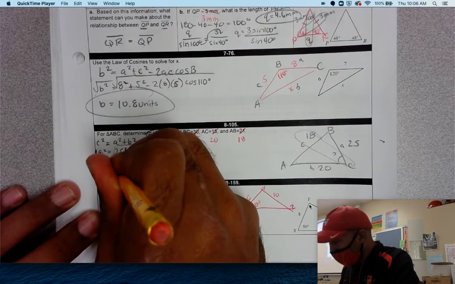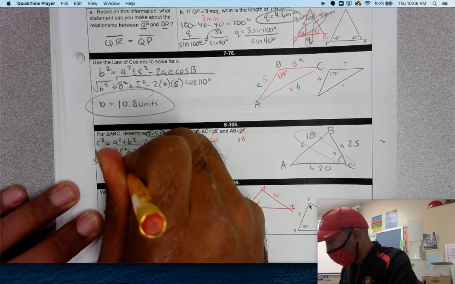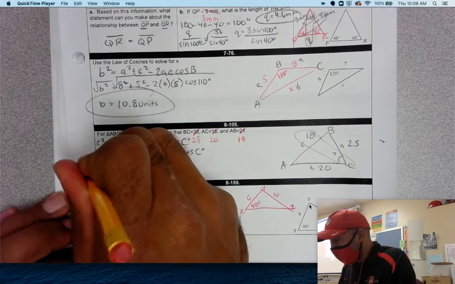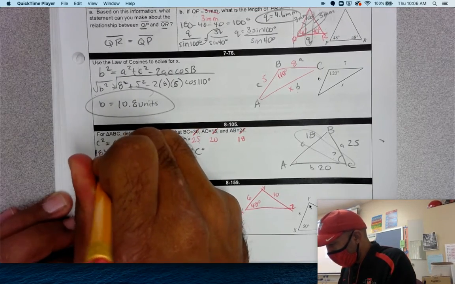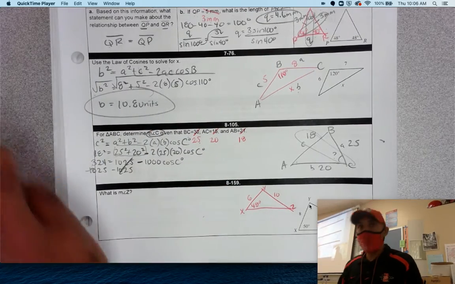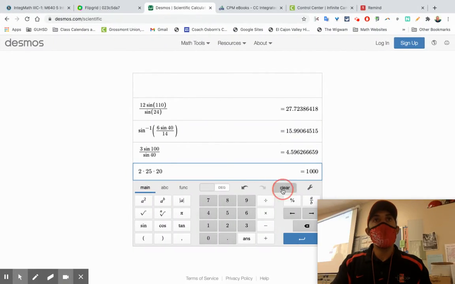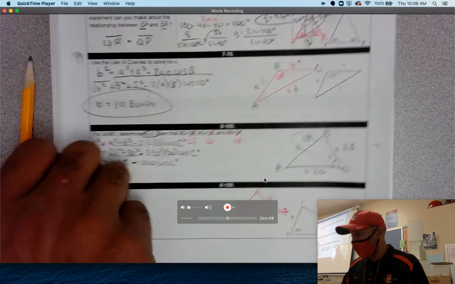So the first move I'm going to make is subtract this number, 1025, from both sides. Okay, let's see what that is. So 324 minus 1025, negative 701.